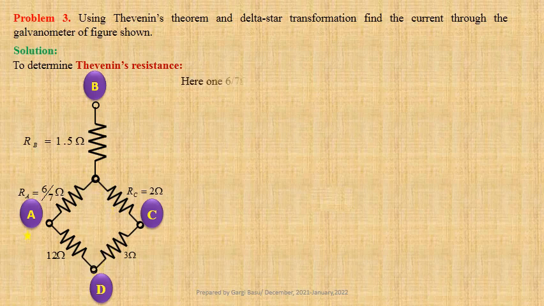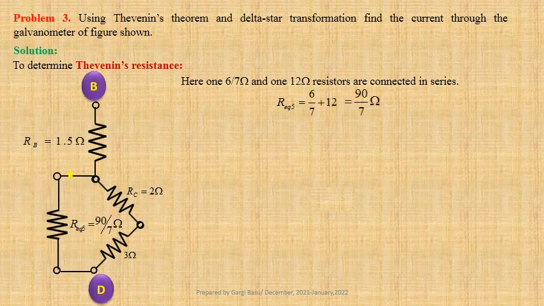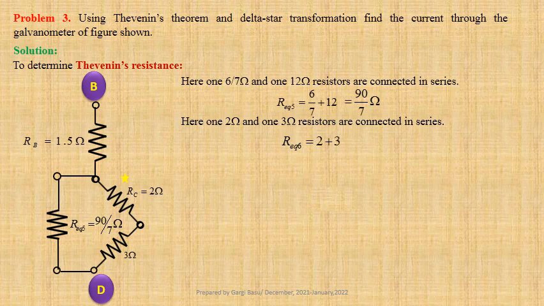Here 1 6 upon 7 ohm and 12 ohm resistors are connected in series. Their equivalent resistance Req5 equals 6 upon 7 plus 12 equals 90 upon 7 ohm. Here 2 ohm and 3 ohm resistors are connected in series. Their equivalent resistance Req6 equals 2 plus 3 equals 5 ohm.